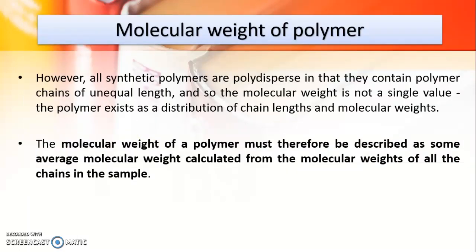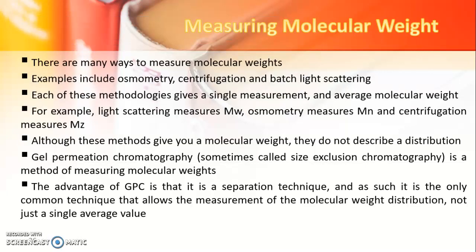Okay, however, all synthetic polymers are polydisperse in that they contain polymer chains of unequal length. So the molecular weight is not a single value. The polymer exists as a distribution of chain length and molecular weight. So the molecular weight of a polymer must therefore be described as some average molecular weight calculated from the molecular weight of all the chains in the sample.